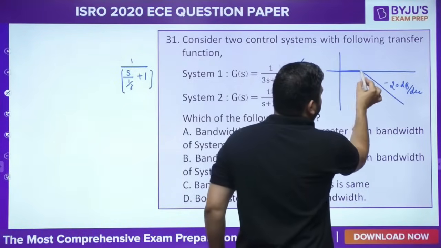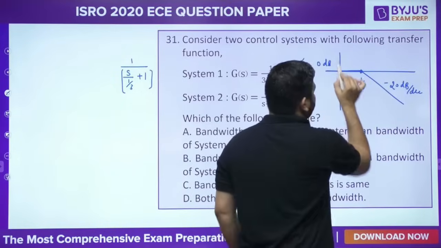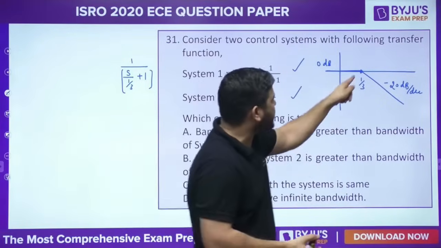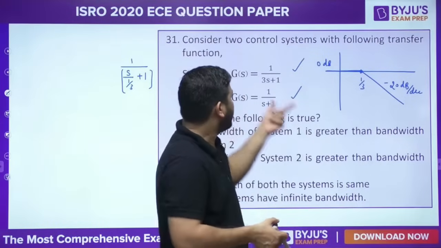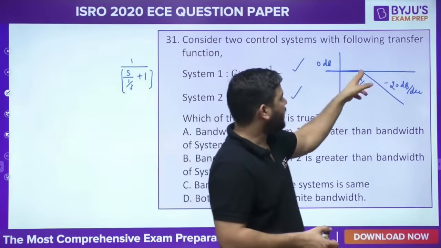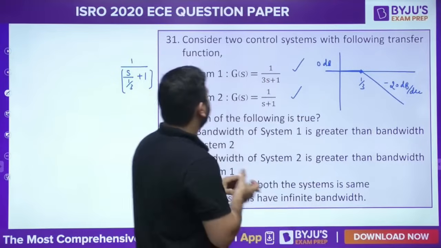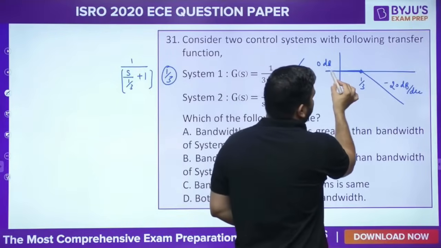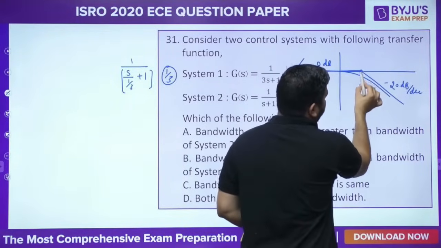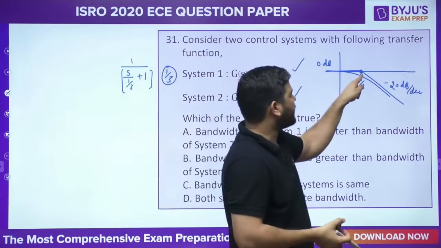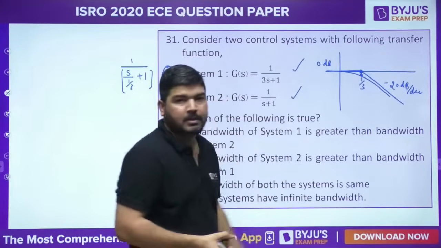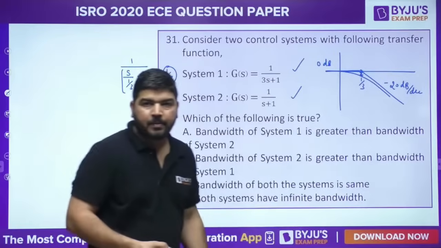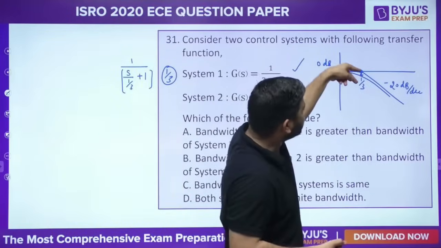Up to this point, the gain is unity, 0 dB. 0 dB means the actual gain is unity. And now it is decreasing at minus 20 dB per decade. It means this is the corner frequency. This is known as the bandwidth of the first order system. So the bandwidth in the first case is 1 by 3, because at this frequency, the actual Bode plot is like this. It means at this point, it's 3 dB down. So this is the bandwidth of this first order system. If I take it as a filter, then up to this point the gain is almost unity, and after that the gain is decreasing. So this is the corner point, you can say.